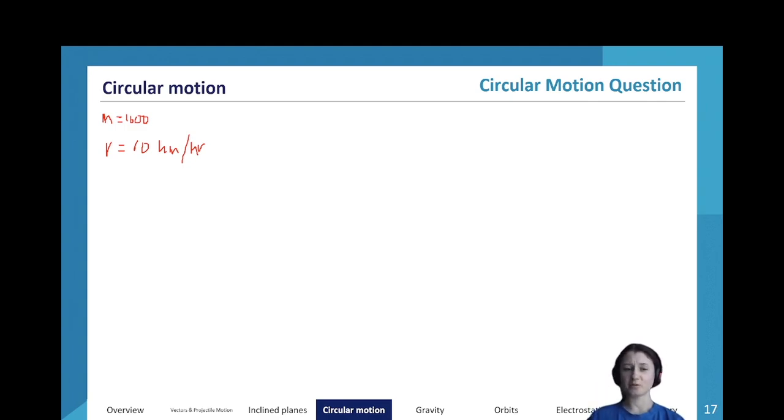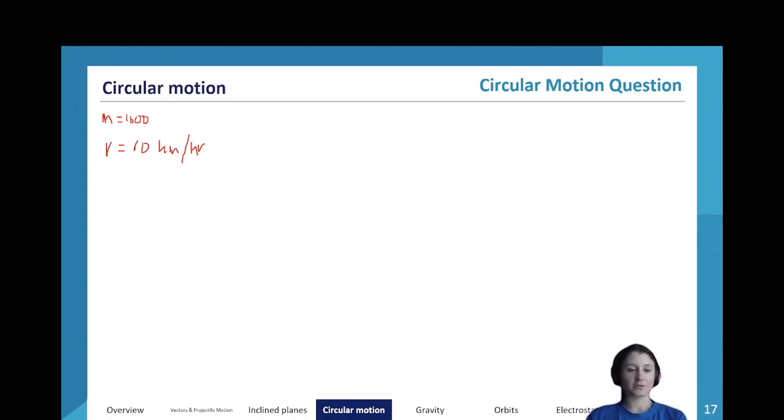It's almost to the point where as soon as I see any kind of speed or weight or anything not in the QCE physics units, it rings alarm bells, even if it's completely unrelated. So yeah, you need to make sure you're looking out for that.